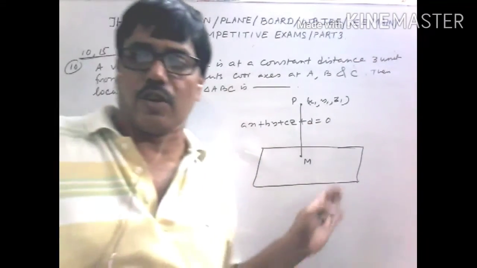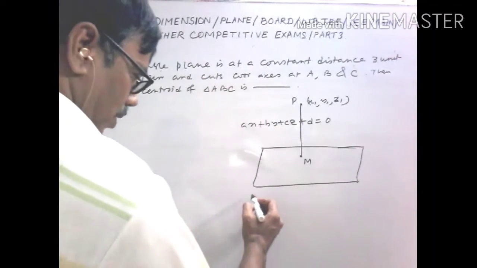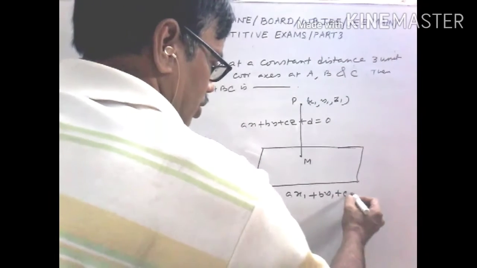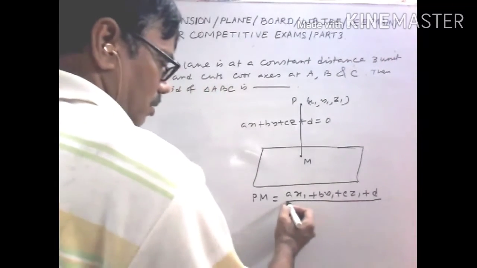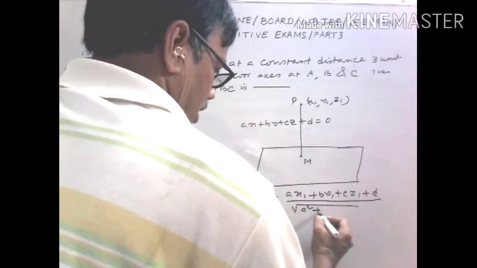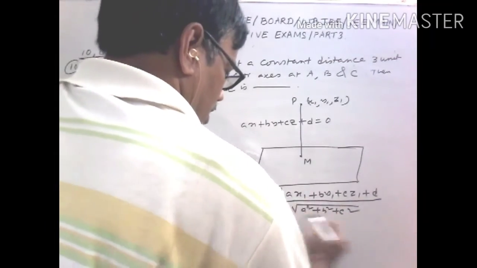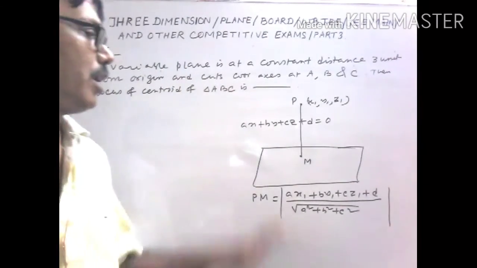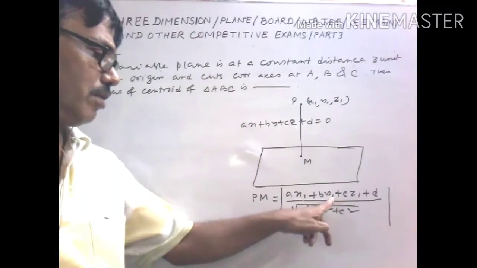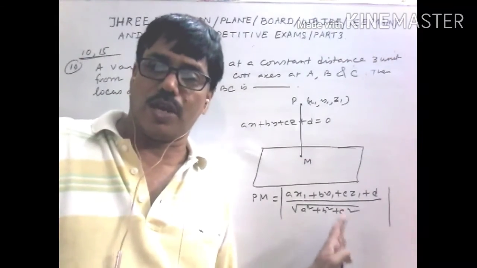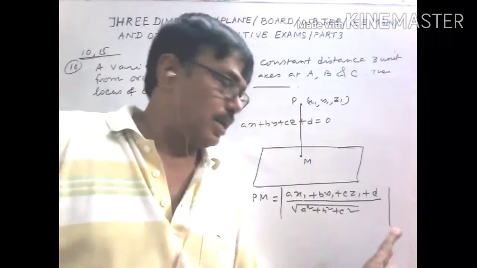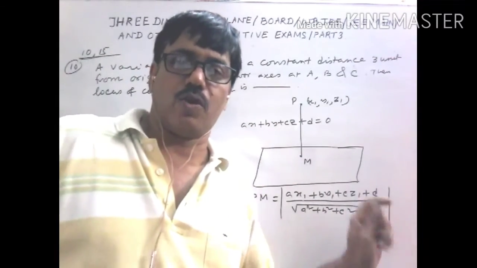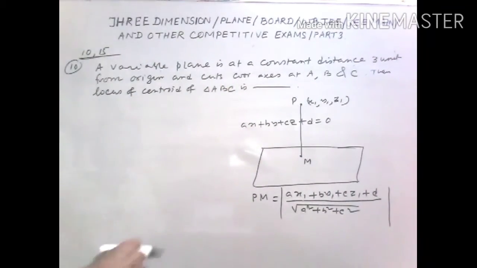Similar to that of a straight line, the length of the perpendicular distance is modulus of (a x1 plus b y1 plus c z1 plus d) by root over (a square plus b square plus c square). So this will be our working tool. In the case of a straight line in 2 dimensions, it is a x1 plus b y1 by root over (a square plus b square). But in 3 dimensions, this is the perpendicular distance from any point to a plane. So this is our working tool.